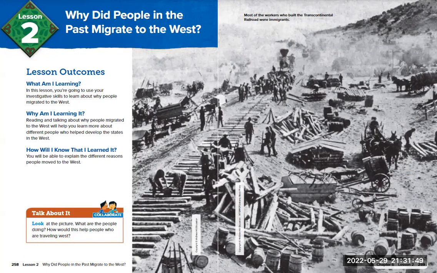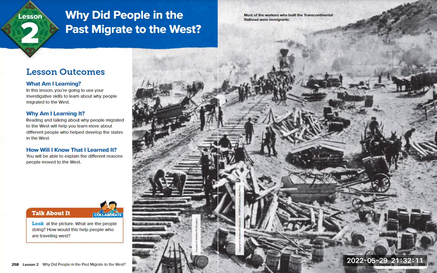Hello, fourth graders. Today we're going to continue chapter 6 of the West, but this time we're going to be starting lesson 2. Why did people in the past migrate to the West? So in this lesson, you're going to be learning about what are some reasons people moved westward. You're also going to be talking about different groups that moved westward.